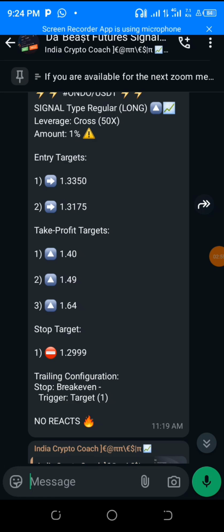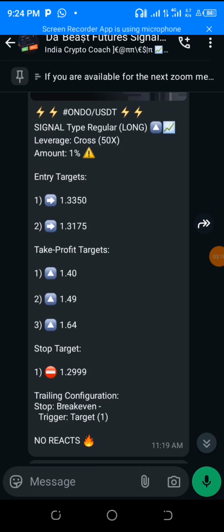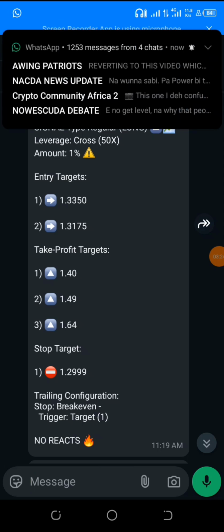The next thing which you will see is the take profit target. You have 1.4, you have 1.49, you have 1.64. I think there is a video on how to use these various take profits, which I posted the other day, the day after our Zoom meeting. So that is that. Now, our entry target is 1.335.